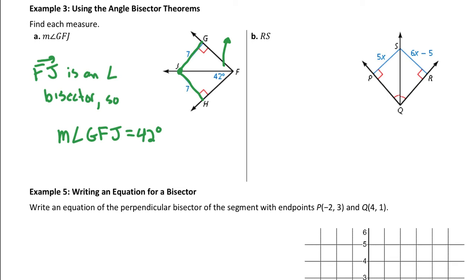congruent parts. Okay. Now in part B, I want to find the measure of RS. Now we're given that this QS is an angle bisector. So ray QS is an angle bisector. What that allows us to say is that SP and SR are the same length, so I can set up this equation, 6x minus 5 equals 5x.